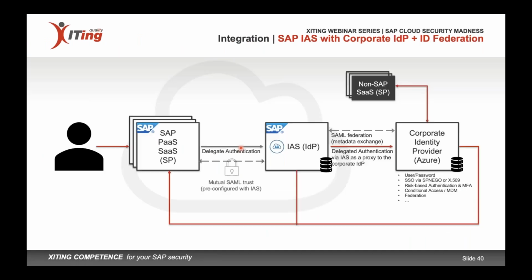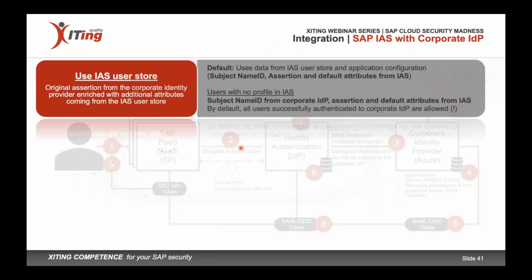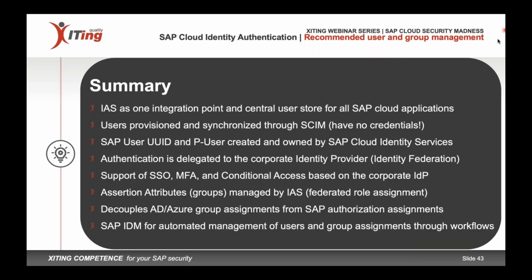All right, so let's just skip this for time reasons a little bit. And more or less, that is the summary of what I just showed to you, and also the recommendation for user and groups management. So the idea is that you use the identity authentication as a central integration point, as a central user store. The idea is that you really persist users there. So users are, in the best case, automatically created in your identity authentication. They have no credentials. So users have a P user, a user unique ID, that is important.